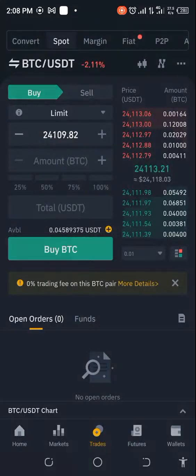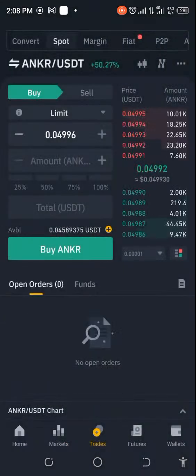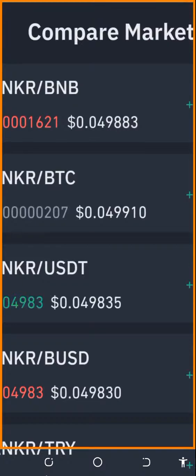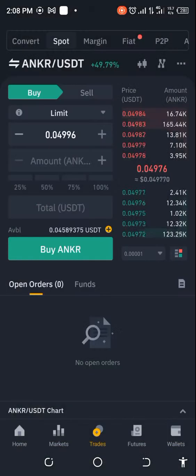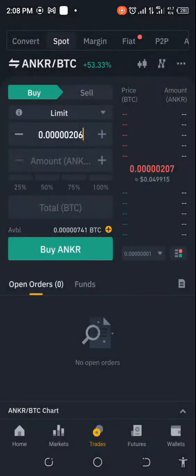Okay, let me go back now. I'm going back to ANKR itself, and then I'm going to check what's happening currently on the compare markets. I can see the price is going down drastically, but it's going to come back up with full force. So let's go back and place our sell limit. We'll place our sell limit for 2113. That's what we're going to put it as.